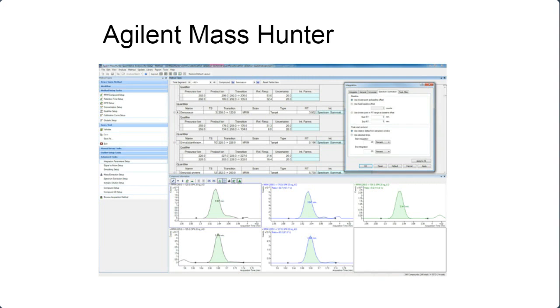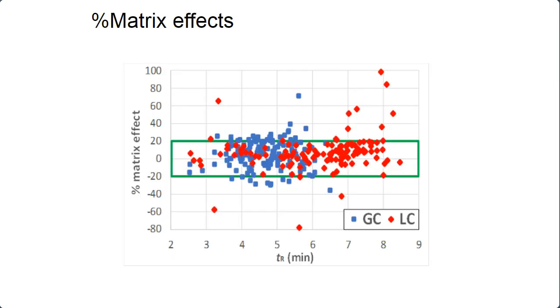And also I want to talk about matrix effects. I mentioned we ran reagent-only and matrix-matched calibration curves to look for matrix effects. Those are matrix effects in catfish, and usually we consider plus or minus 20% matrix effects within the norm. And you can see it here in the green box that most of our analytes, LC analytes, are shown in red diamonds, and GC analytes are shown in blue squares.